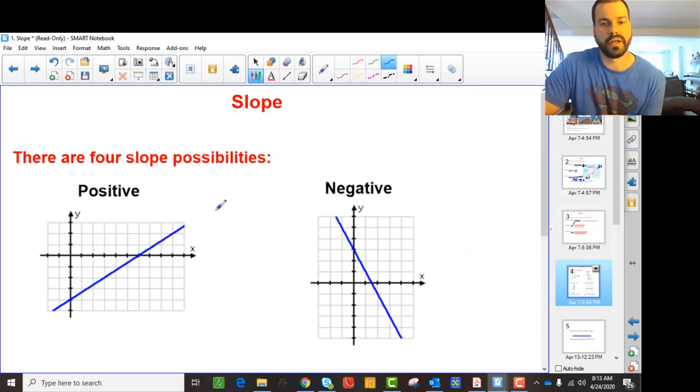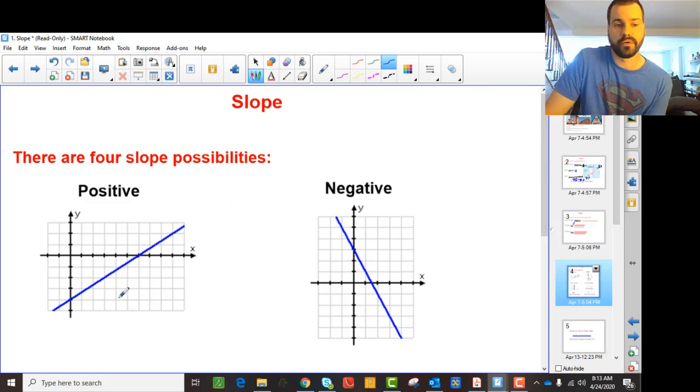So in terms of what's going to happen for slope, there are 4 possible slopes. There's 4 possible results that you can get when you do rise over run, when you count, or when you do y2 minus y1 over x2 minus x1. You can get a positive slope, meaning you're going to get a number that's positive. And if you do that, it's going to look on the graph like this. It's going to rise to the right, so that as x gets bigger, y also gets bigger.